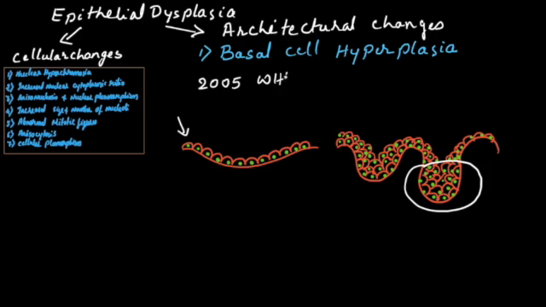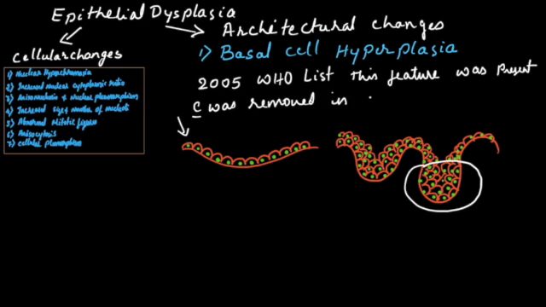In the 2005 WHO classification, this feature was present and it was removed in the 2017 classification of epithelial dysplasia. However, for exam purposes, you can mention this as one of the epithelial dysplastic features and also mention this point of 2017 where it was removed, which will definitely fetch you an extra point.